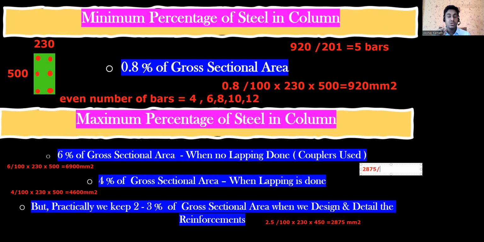Now you are an engineer, a structural engineer. You can go with 16, you can go with 20, you can go with 25. The moment you increase the diameter of the bar, the number of bars will come down. Very simple. I'll go with 16 only.